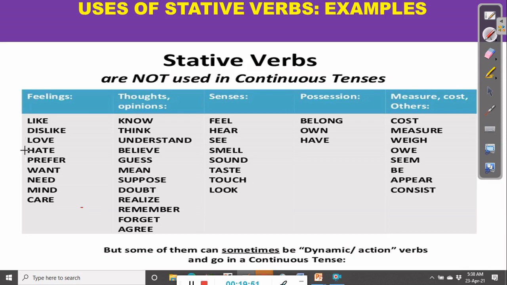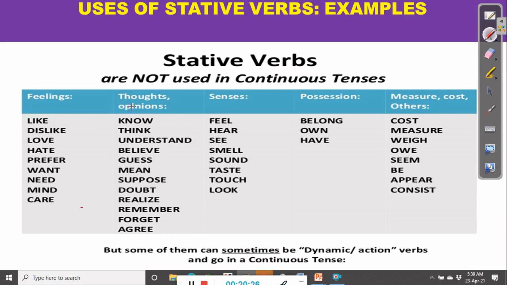I hate lying. They prefer taking a loan to buying goods on credit. Want, I want this, you want this, he wants that. Needs, I need this, he needs that. Mind, care, all these express feelings.